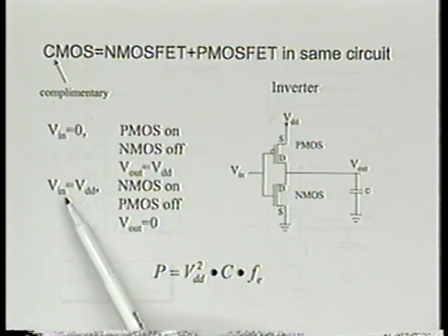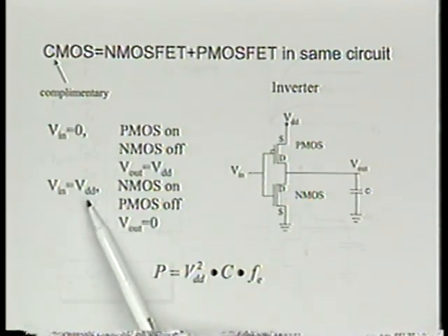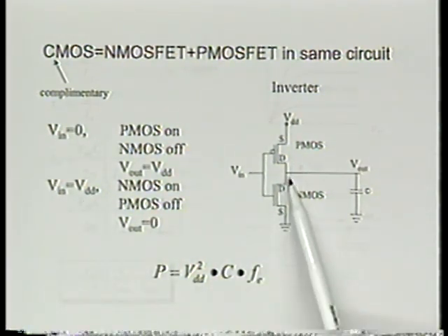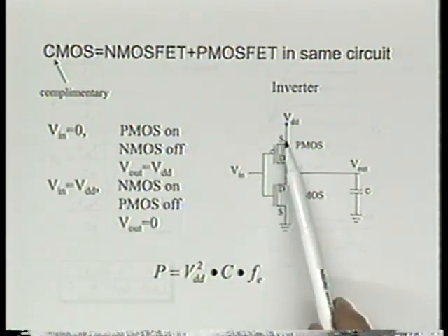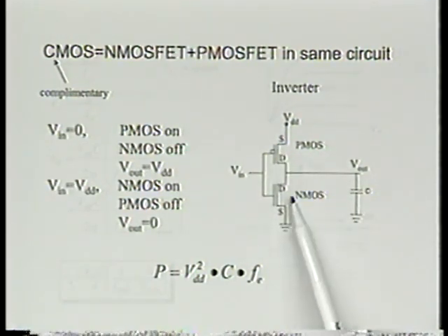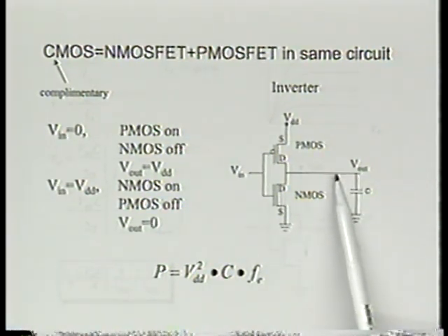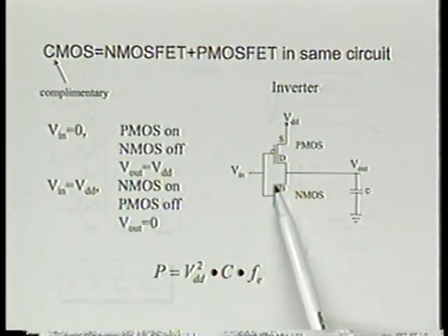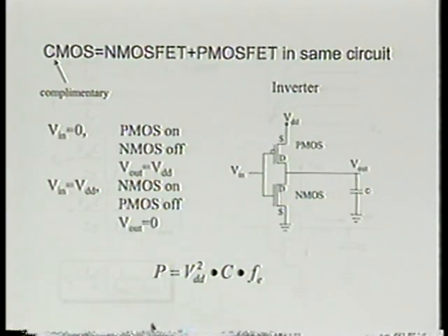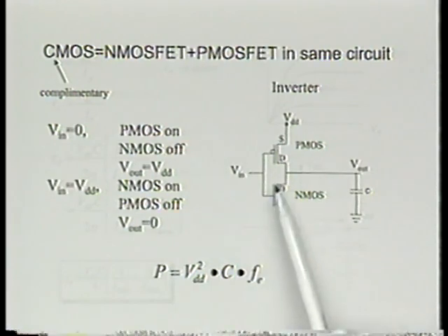When the input voltage is equal to VDD, the n-channel transistor is on, the p-channel transistor is off. That n-channel transistor will then discharge the capacitance on the output node to ground until the output voltage is equal to 0. Okay? And there's also a delay involved.